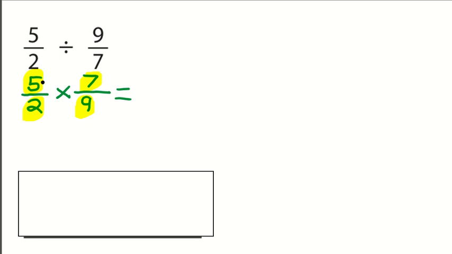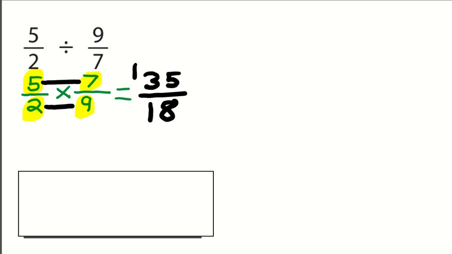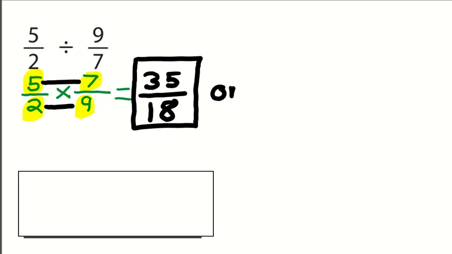So we can go ahead and multiply across the top. 5 times 7 is 35. And let's multiply across the bottom. 2 times 9 is 18. Now, this is a perfectly acceptable answer, so I'm going to go ahead and put this in a box. But in 6th grade, we also need to be able to write this as a mixed number.